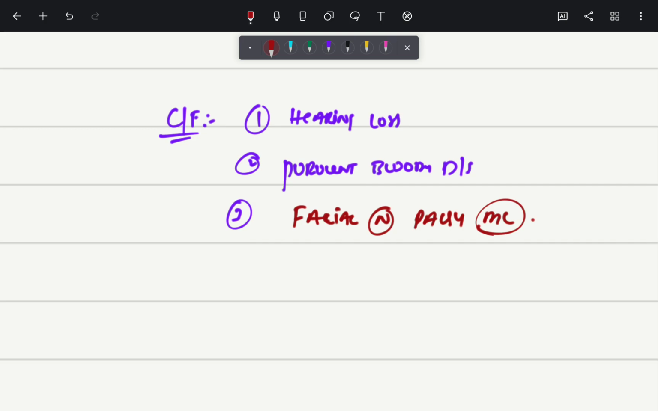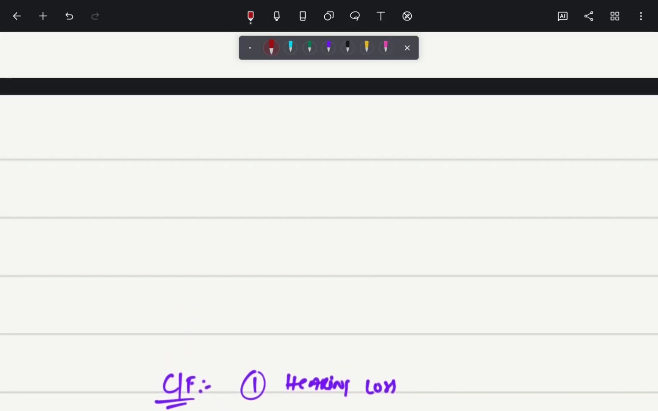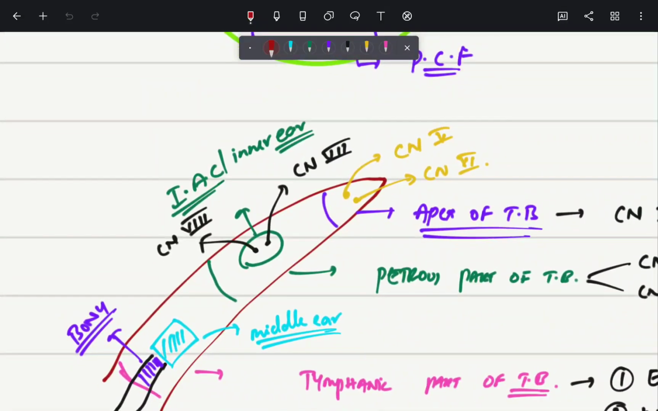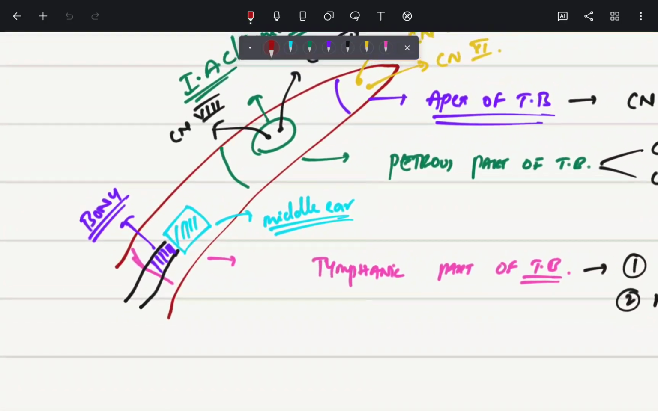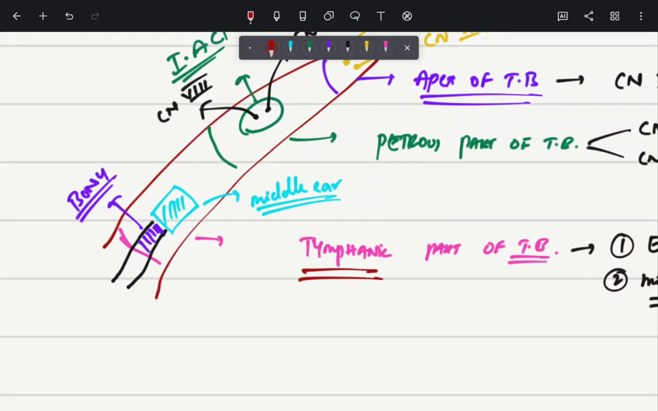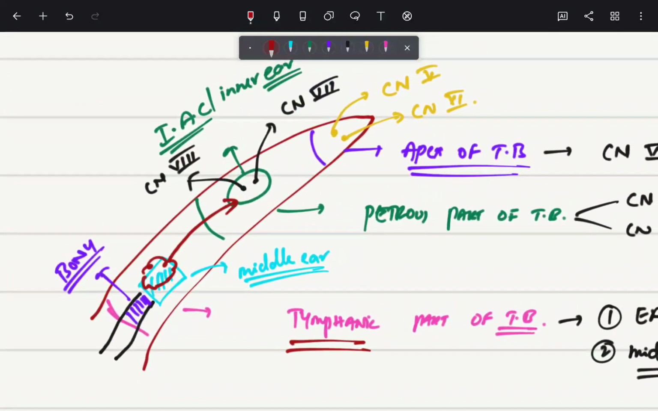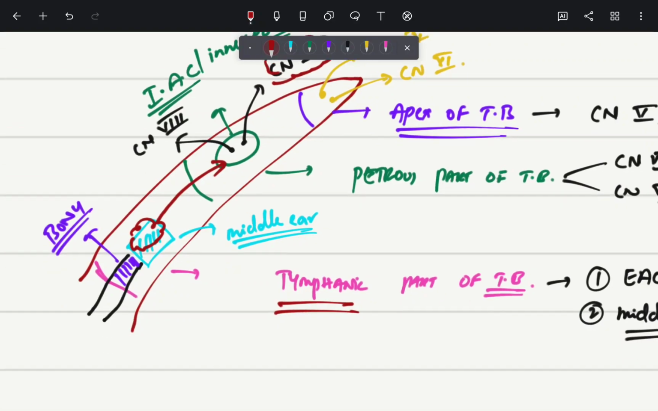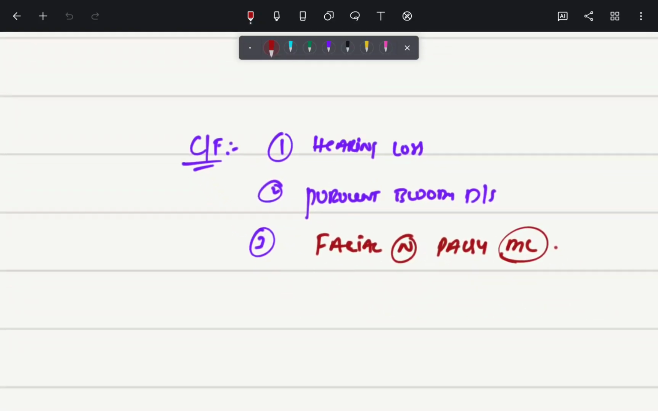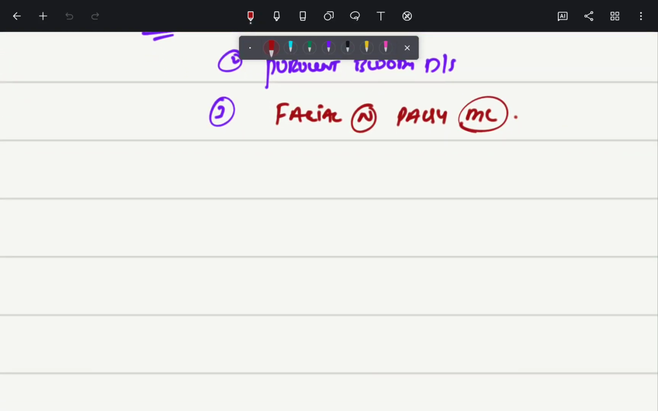Now, why do these people have facial nerve palsy? We will try to understand it here itself. As I already told you, the tympanic part contains the external auditory canal, right? So if there is an infection here, the infection will involve the surrounding structures, and the surrounding structure is nothing but your inner ear, which has your cranial nerve number 7. Hence these people can have facial nerve palsy. I hope you are clear with that concept.